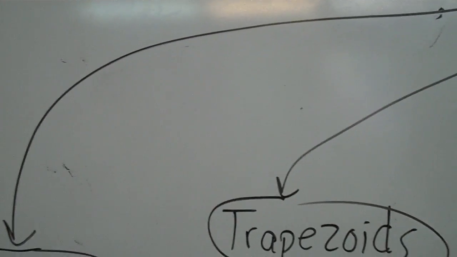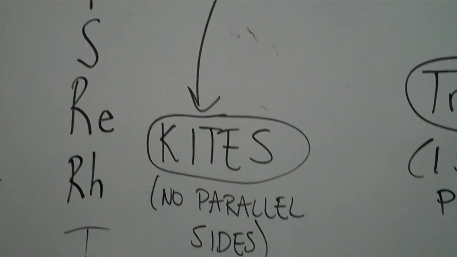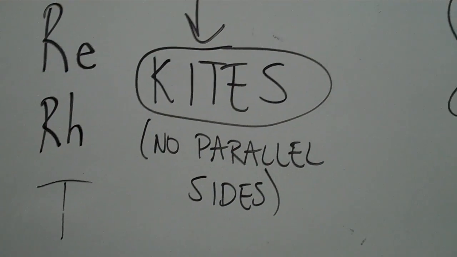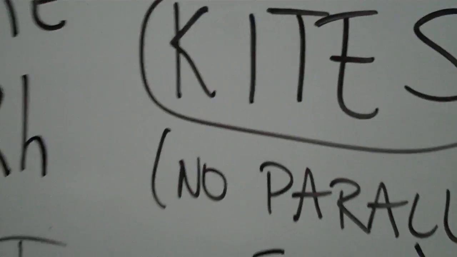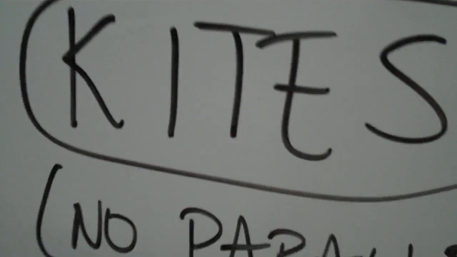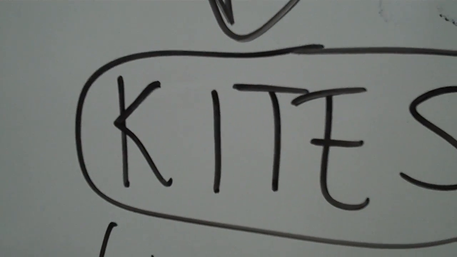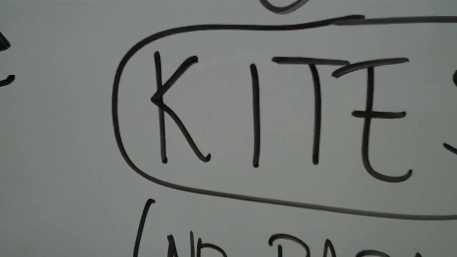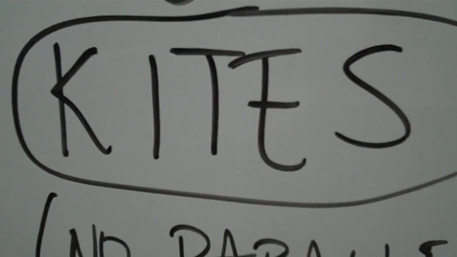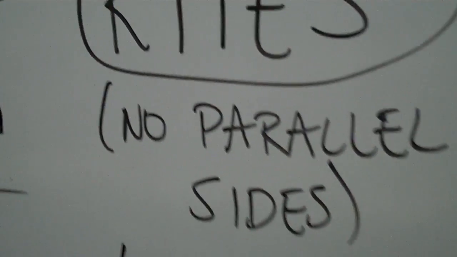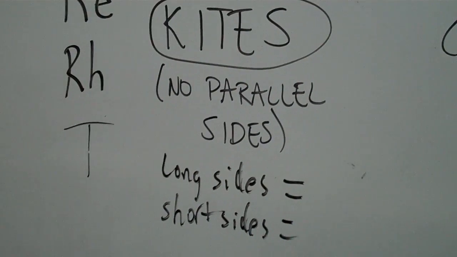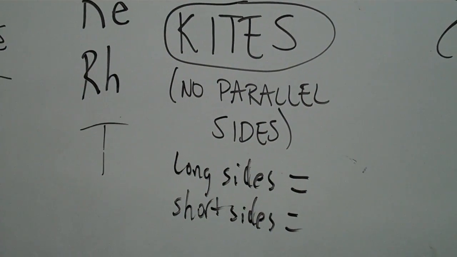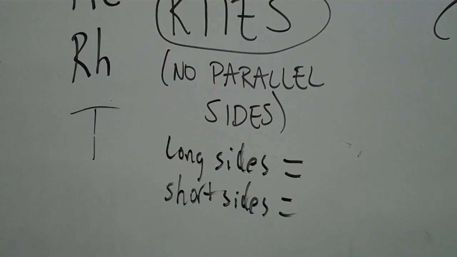one root or stem from the family tree of quadrilaterals goes out to kites. And kites have no parallel sides. They also, and it's not written here, I think I'll write it right now, long sides equal, short sides are equal. So on a kite, you have a quadrilateral that has no parallel sides, but the long sides on top are equal and the short sides are also equal.